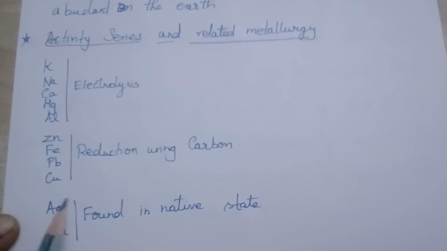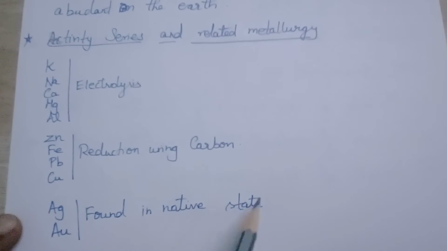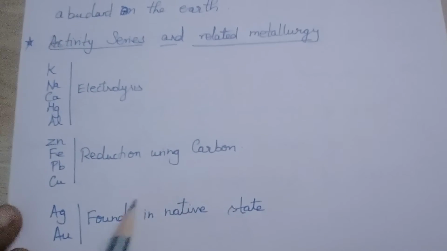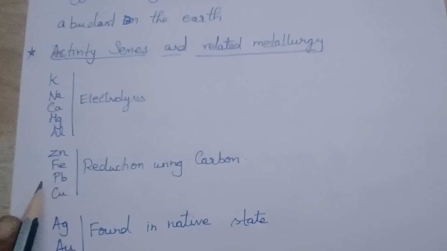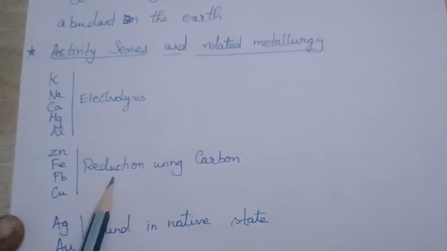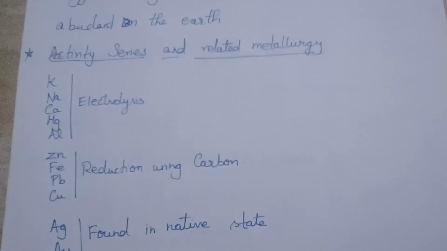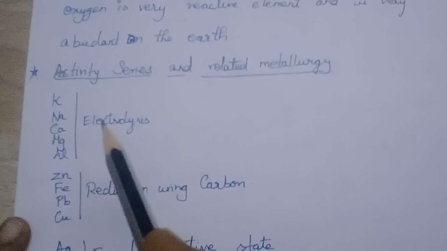The less reactive metals, at the bottom of the reactivity series, you will have gold and silver, right? Silver and gold are found in the native state. They exist in the free state itself, so there is no need for extraction, okay. Then in the middle of the series, zinc, iron, lead and copper are there, right? They are extracted using reduction with carbon, okay. We will extract the metal from the ore using the reduction process with carbon, okay.